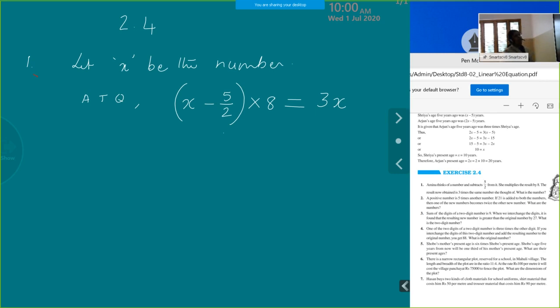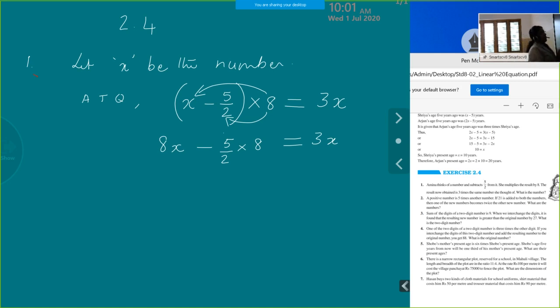Now please listen, how do we solve it? Here you have a bracket and multiplied by 8. So first I am going to open the bracket using distributive property. So first 8 should be multiplied with x. So we get 8x. Then we have to multiply it with the minus 5 by 2. So we get minus 5 by 2 into 8. This is equal to 3x. Now those who are able to do the simplification on your own, continue with your own easy way. So what I am doing here is a common way that every child can adopt.